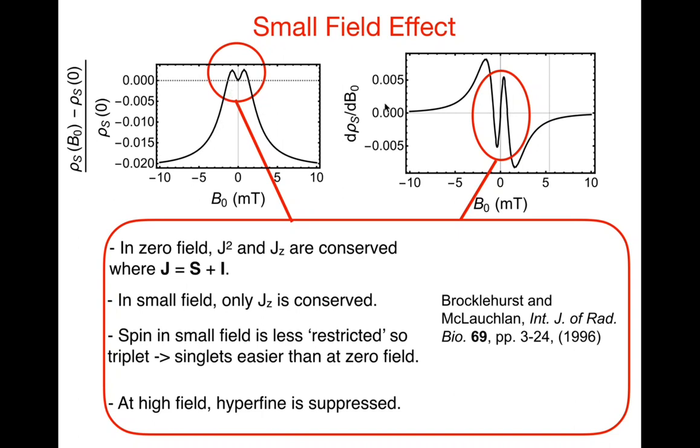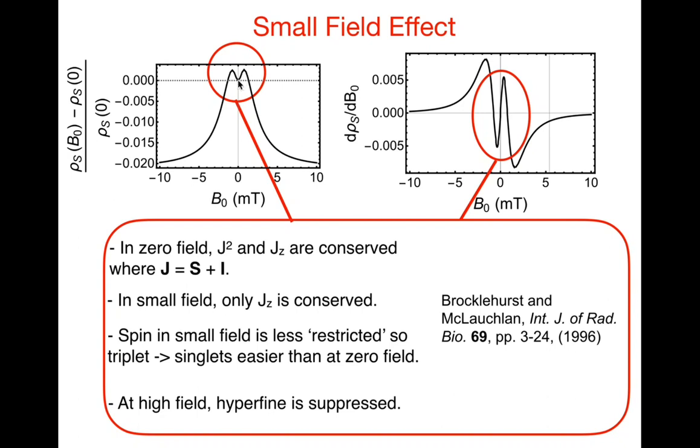So how do we understand the small field effect? Well, let's look at the integrated value. We can think about this basically following the line of current. In zero field, J squared and Jz are conserved. Okay, total spin is conserved. In small field, only Jz is conserved.